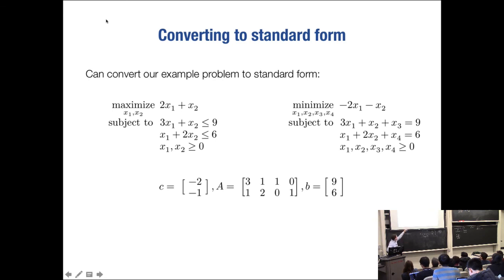And if you want to write now down the actual form, the C, A, and B matrices would be the following.